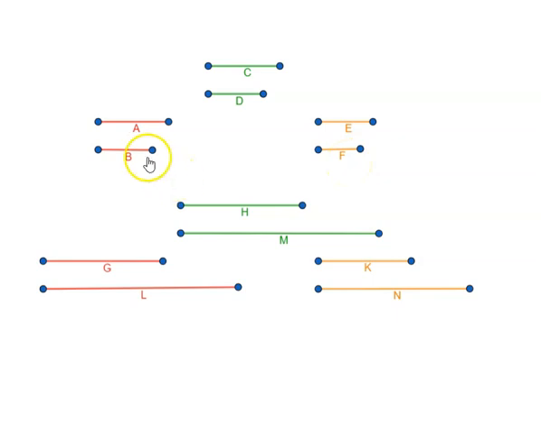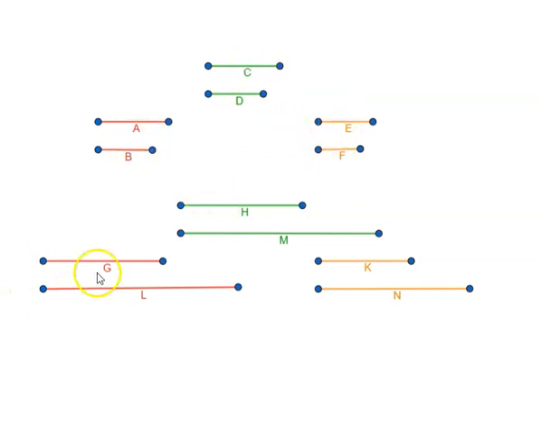So what the proposition is saying is that if we take the sum of the antecedents and the sum of the consequents, then the ratio of the sum of the antecedents to the sum of the consequents will be the same as any one of these ratios.